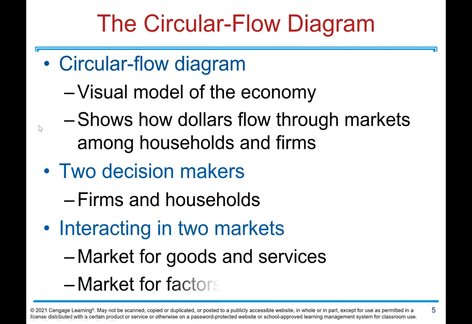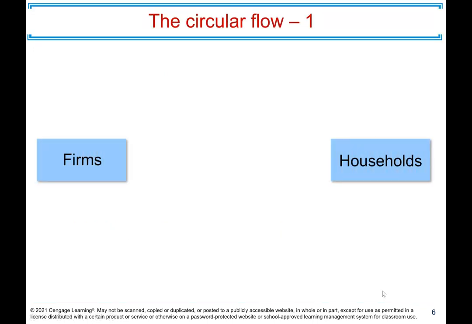Circular flow diagram. The circular flow diagram is a visual model of the economy. It shows how dollars flow through markets, among households and firms. The two decision makers are business firms and households. They are interacting in two markets: the market for goods and services, and the market for factors of production, or inputs. The two institutions: households and business firms.